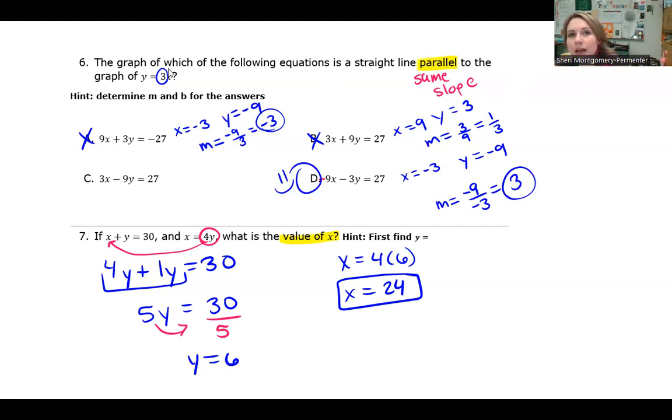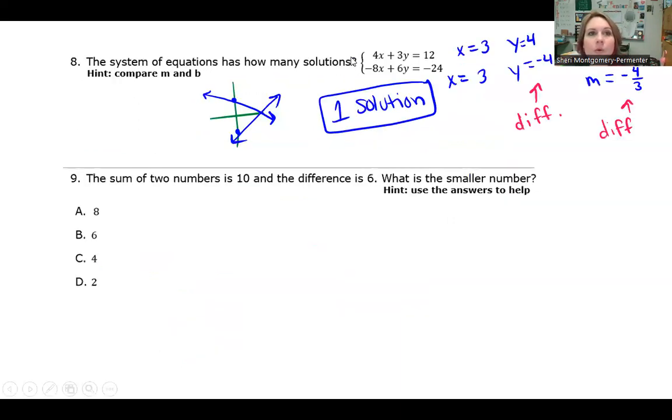You're trying to find the one that has the same slope. So we already did question number 7, so we are good there. We already did question 8, so we're good there. On to question number 9. And this is our last one, actually.